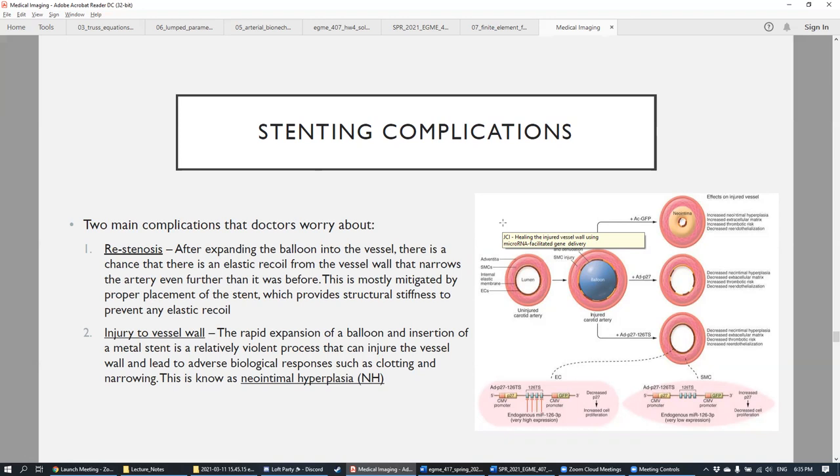And so if that happens, then you're back where you started from. The stent is useless. This can be mostly mitigated with proper stent placement, because if you deploy the stent properly, then this usually isn't an issue. But if your disease is in a tricky location where it's hard to get a good position, this is a real concern.